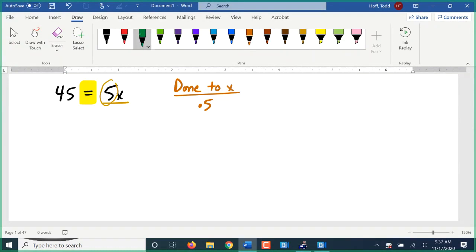So how are we going to take it apart? Well, the opposite of multiplying by 5 is dividing by 5. That'll cancel that out. We have to divide by 5 on the other side as well. So 45 divided by 5 gives us 9. On the right side, 5x divided by 5, like we said, the 5's cancel out, and that's just x. 9 equals x, or x equals 9.